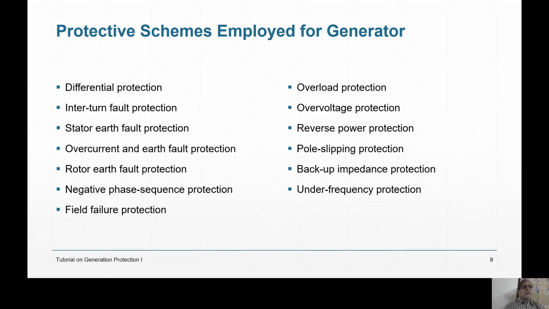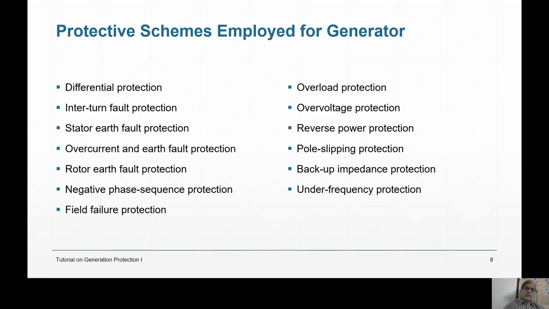Overcurrent and earth fault protection is for small generators, not for large. Because differential protection is used, overcurrent and earth fault is not required for large ones. Small generators means below 15 megawatts or so. You can use overcurrent and earth fault protection. No doubt you will have to use a voltage controlled overcurrent relay, because the synchronous impedance of the generator is always more than 100%. Therefore, the fault current is always less than the highest rated current of the generator.